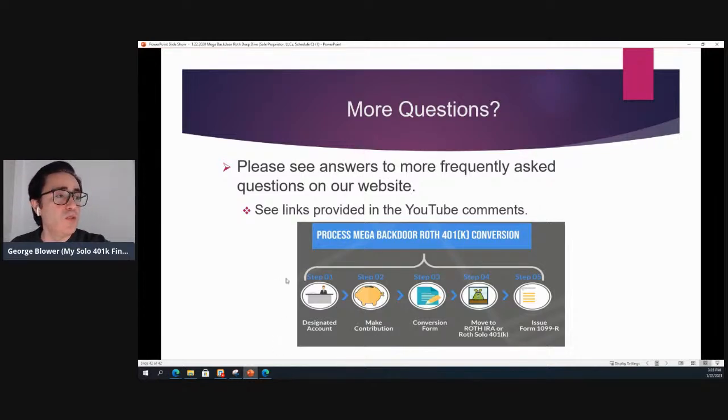And we have this little bonus image here where we talk about the process. You make the contribution to the designated account, then the conversion form, and you move it over to the Roth IRA or Roth Solo 401k. You submit that form online, and then we issue the 1099-R by the following year.